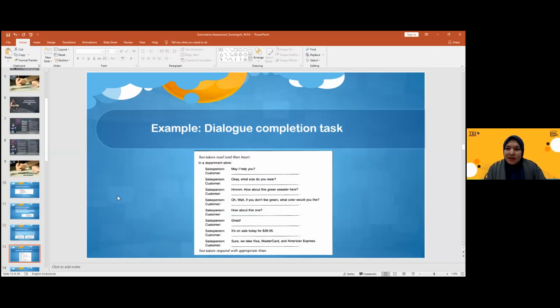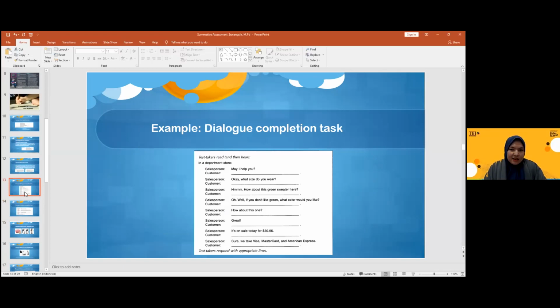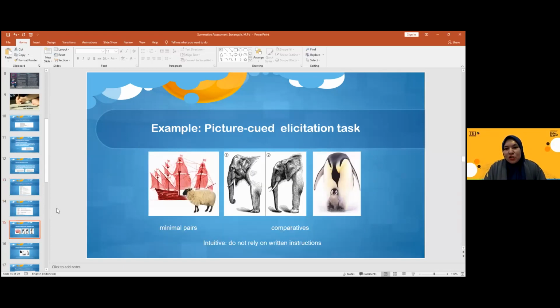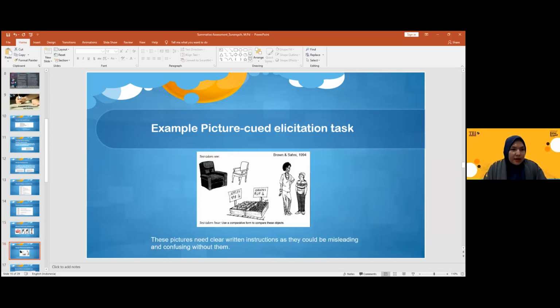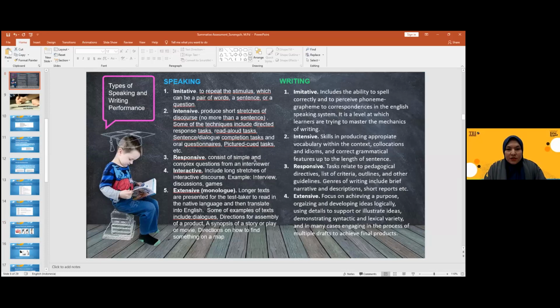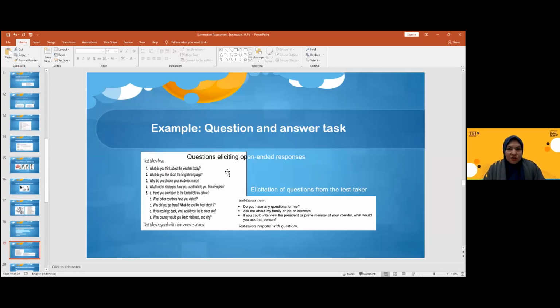Next example is dialogue completion tasks. Then you can use picture cues, so the students can make some comparison. I still see junior high school teachers use this kind of activity, but some teachers in senior high school also use it in English club. Next, responsive consists of simple and complex questions from an interviewer. In responsive, as you can see in this slide, the example is in the form of a question and answer task. When you assess, you give a question and then ask the students to answer.